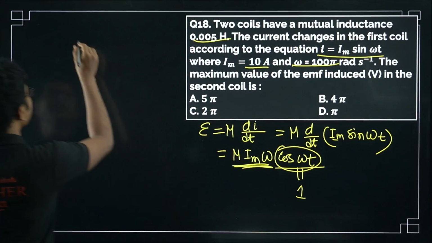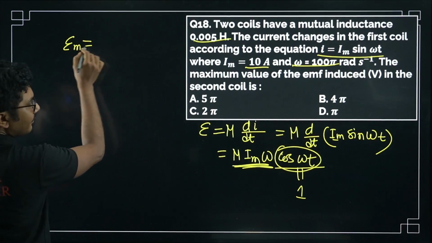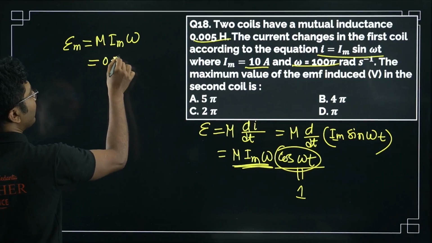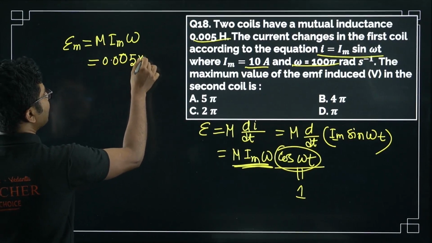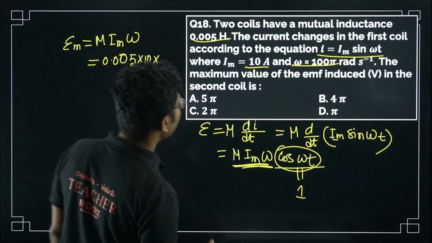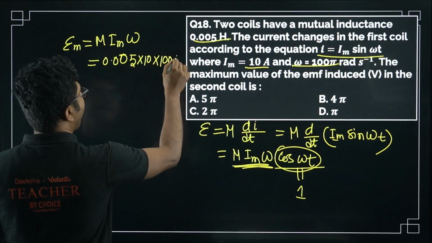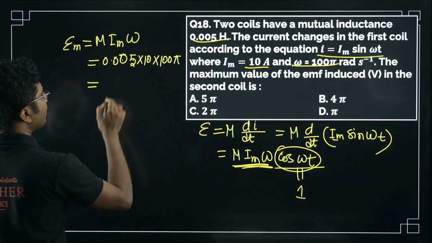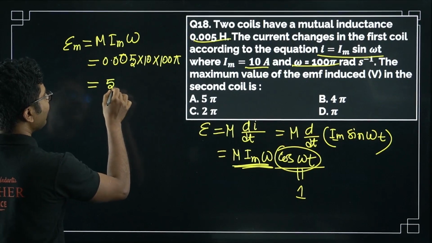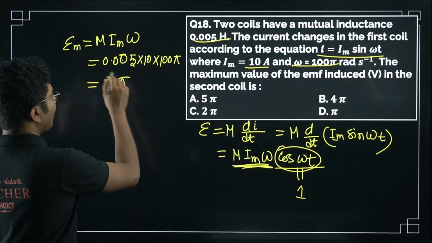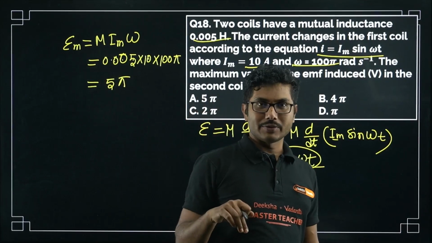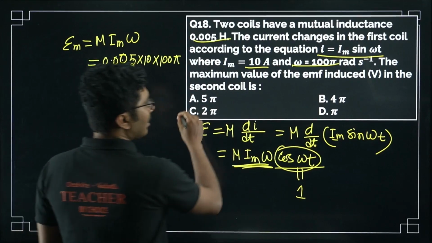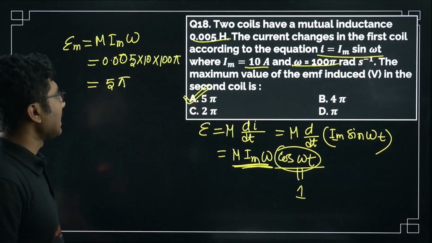So the maximum induced EMF is M Im into omega. So M is 0.005, Im is 10 ampere and omega is 100 pi. Okay, so what is the meaning of that? 1, 2, 3. 1, 2, 3. So all of them are cancelled. So you get 5 pi. 0.005 means 5 divided by 1000, and those 3 zeros are getting cancelled with this 1000 over here. So it is 5 pi, not 50 pi. So 5 pi is the answer.